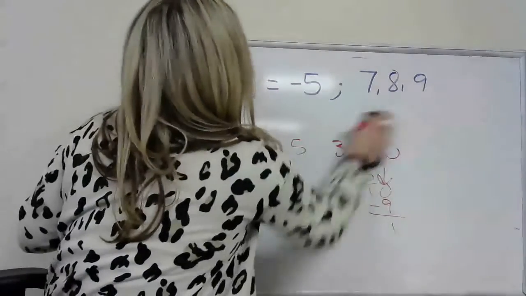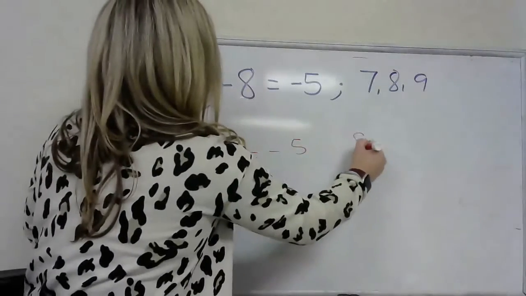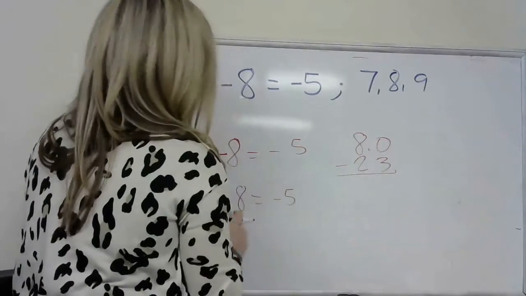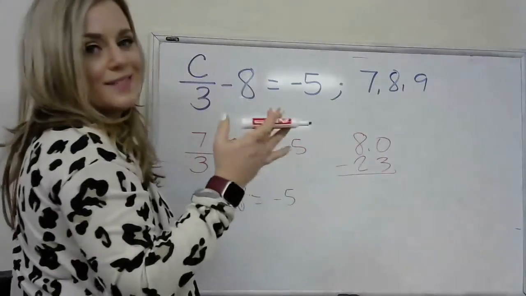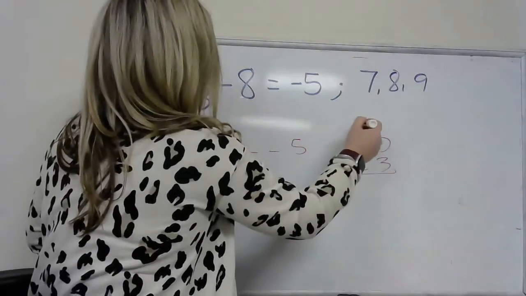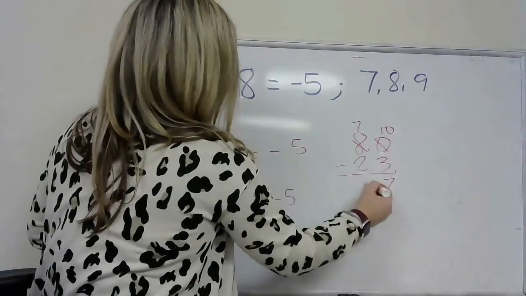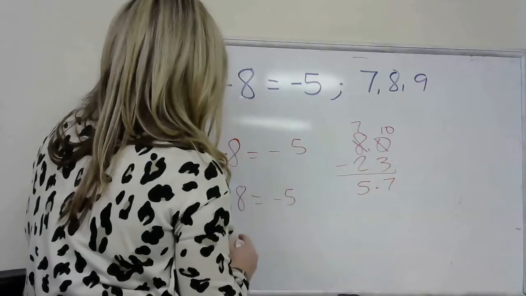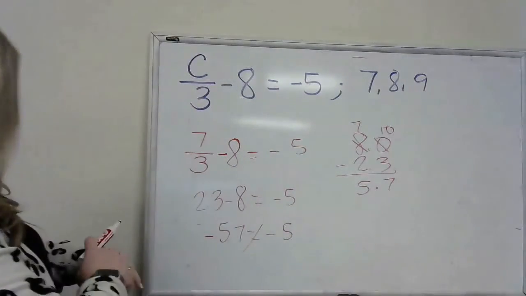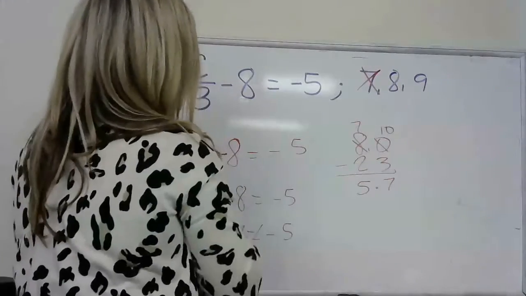All right, so let's try this out. I know this is going to be negative. This is just how I do it. 2.3 minus 8, it's going to be negative right here. This is for sure going to be negative. So that makes it negative 5.7, which is not equal to negative 5. So that is not a solution. 7 is not a solution for us.